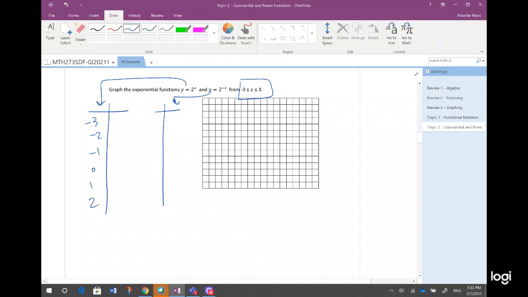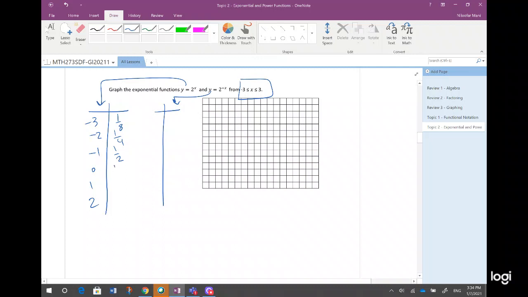So 2 power minus 3, what's that? It's 1 over 8. 2 power minus 2 is 1 over 4. 2 power minus 1 is 1 over 2. As we continue toward larger negative numbers, it's 1 over 2, 1 over 4, 1 over 8, 1 over 16. The denominators get larger and larger, which means the whole fraction is smaller and smaller. If I divide one pizza between 16 people and one pizza between 8 people, with 16 people they get less. So it goes smaller and smaller.